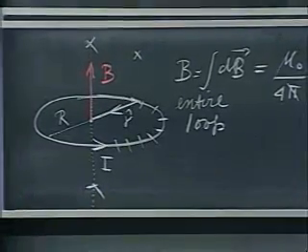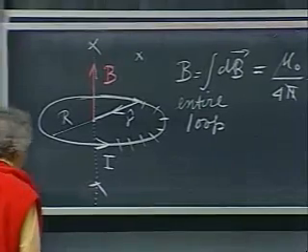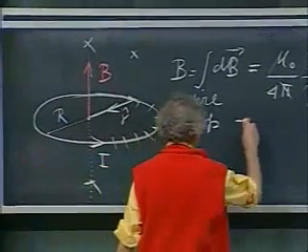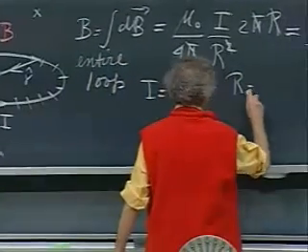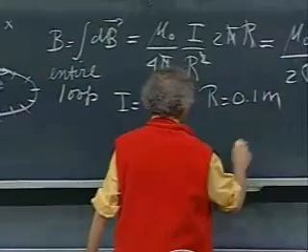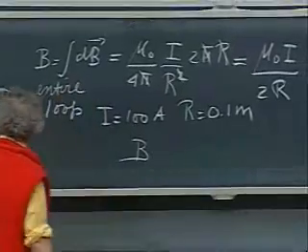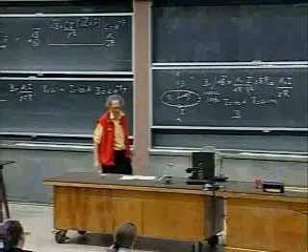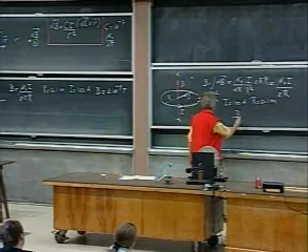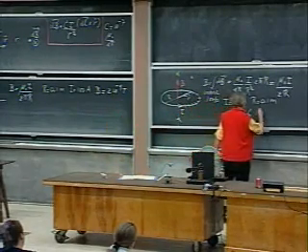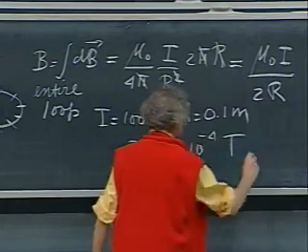So we can go to our same situation. We can take 100 amperes for I, and you can take R as 0.1 meters, and then the strength of the B field right at the center of this loop that I found is 6 times 10 to the minus 4 Tesla. And that would be 6 Gauss.